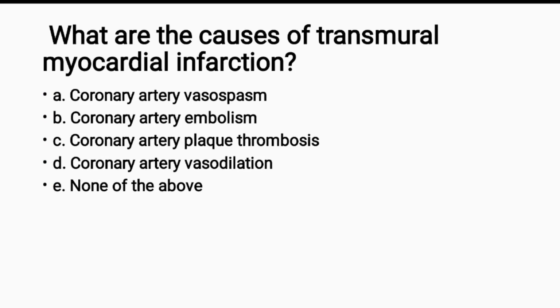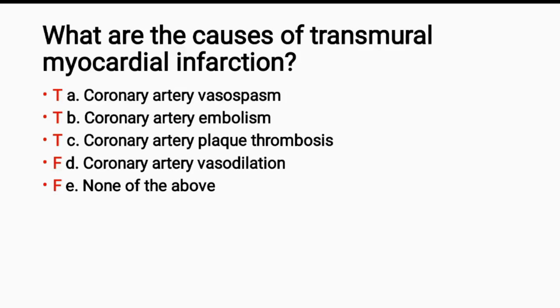What are the causes of transmural myocardial infarction? A. Coronary artery vasospasm. B. Coronary artery embolism. C. Coronary artery plaque thrombosis. D. Coronary artery vasodilation. E. None of the above. Well, the answers are coronary artery vasospasms, embolism, and coronary artery plaque thrombosis.